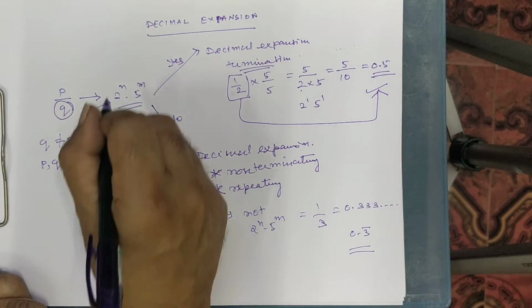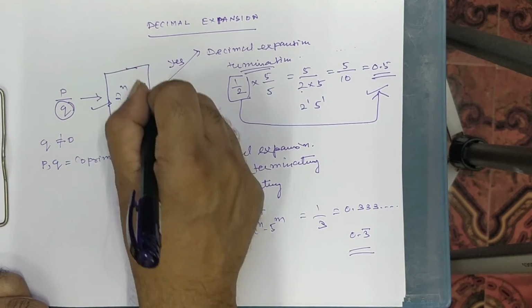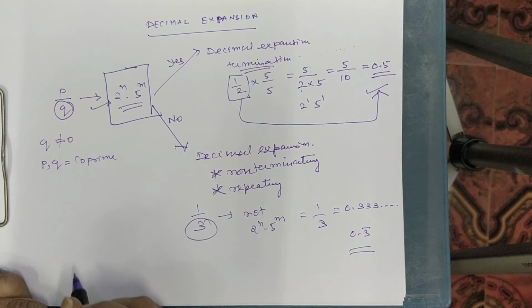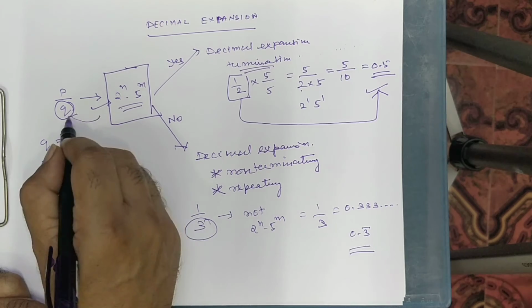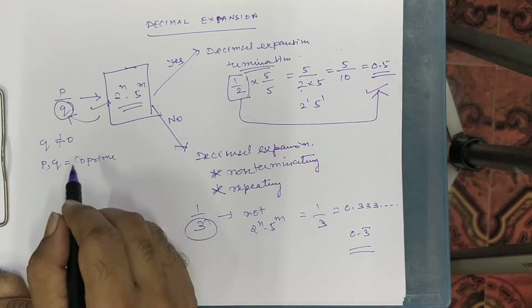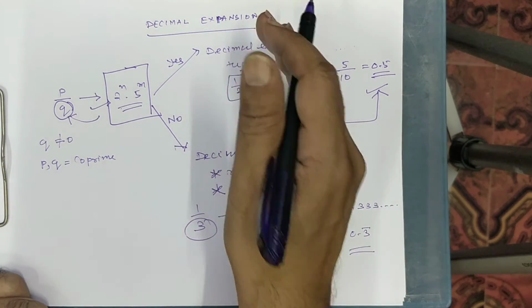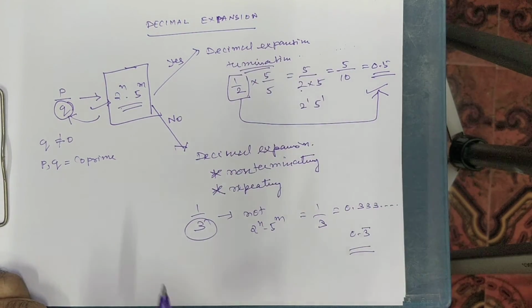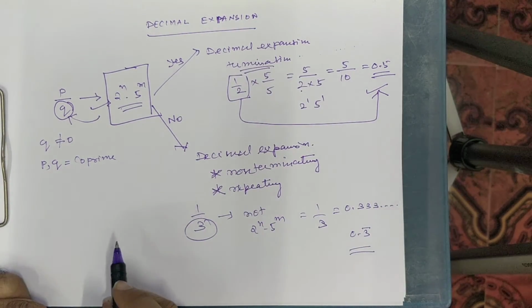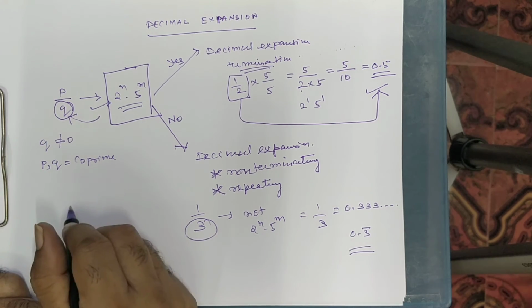So this logic, that is 2 power n into 5 power m in the denominator, that is in the q, helps us to identify whether the decimal expansion is a terminating one or a non-terminating one. Do you understand this?